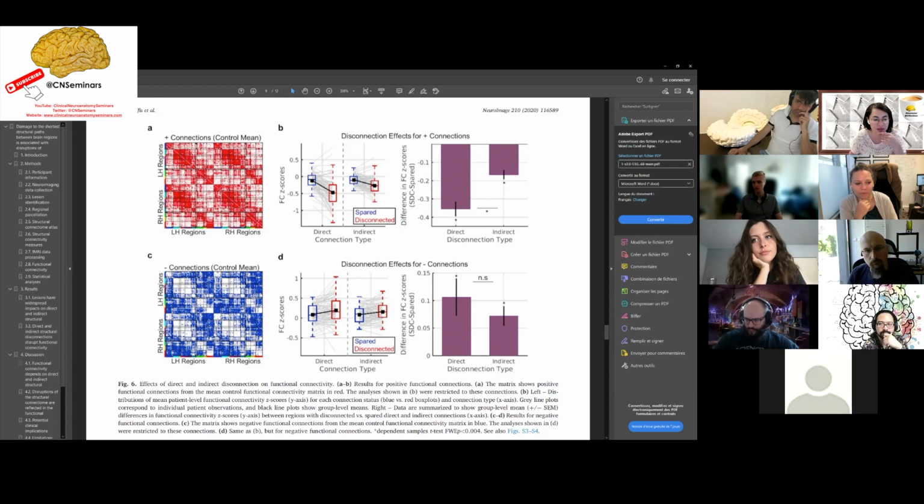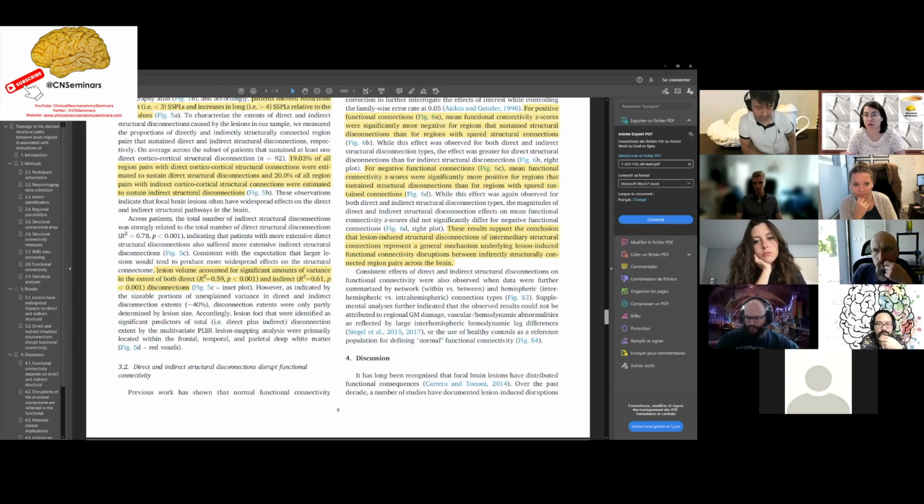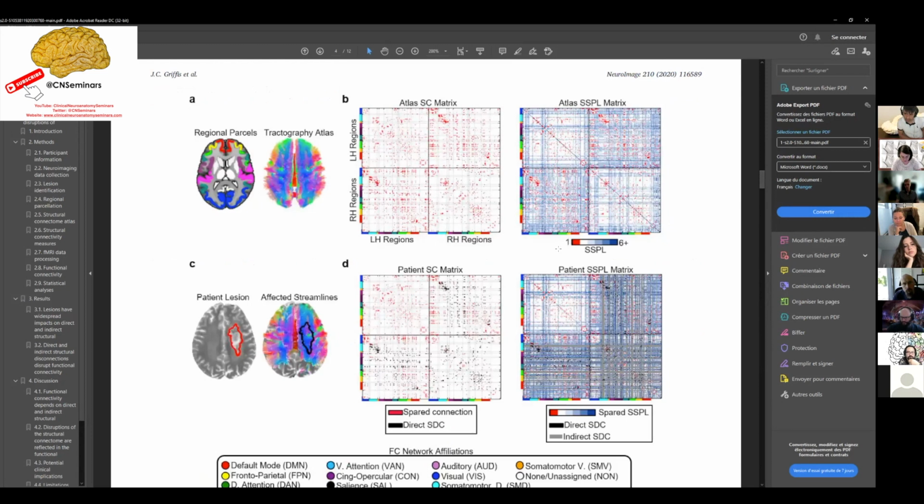Thank you. Super cool paper. And this is great, they managed to dissociate direct from indirect disconnection and the relationship with decrease of functional connectivity. I have a question that is related to the anatomy that they used for trying to assess this question. Is that right that the atlas that they used didn't have subcortical regions?